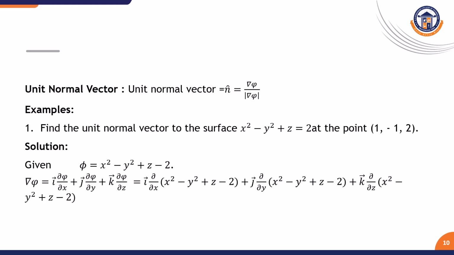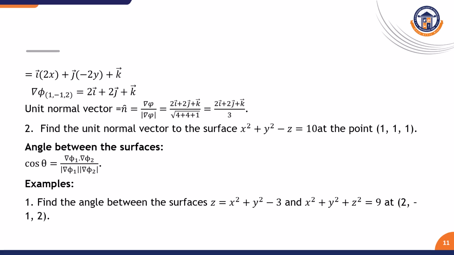The first example is, find the unit normal vector to the surface x square minus y square plus z equals 2 at the point. First we write the given scalar point function, or we say that it is a surface, which is x square minus y square plus z minus 2. Next we find del phi, that is grad phi.